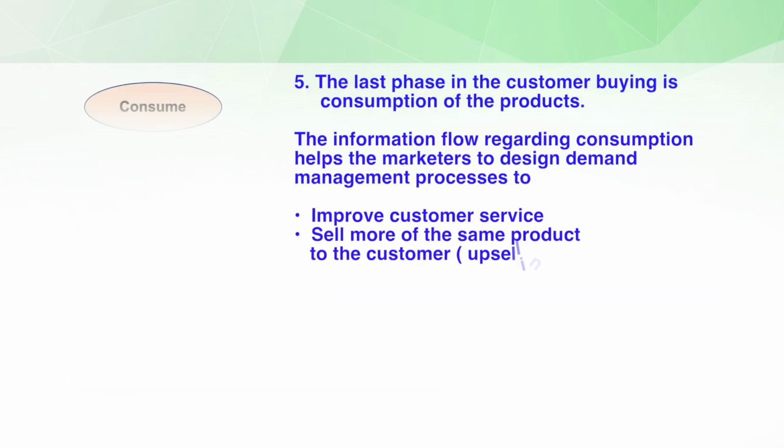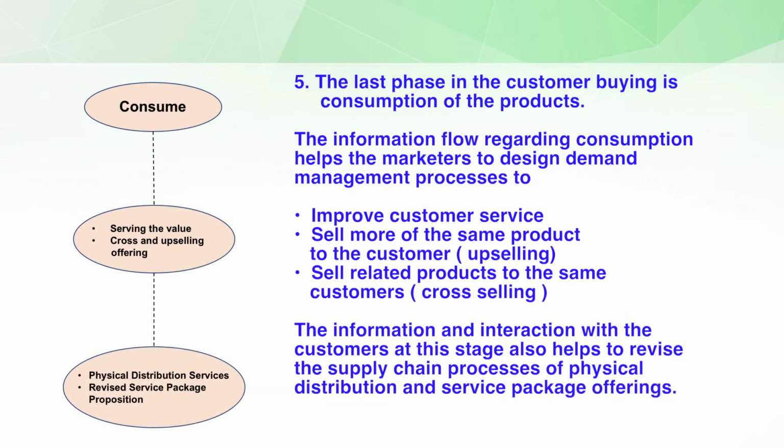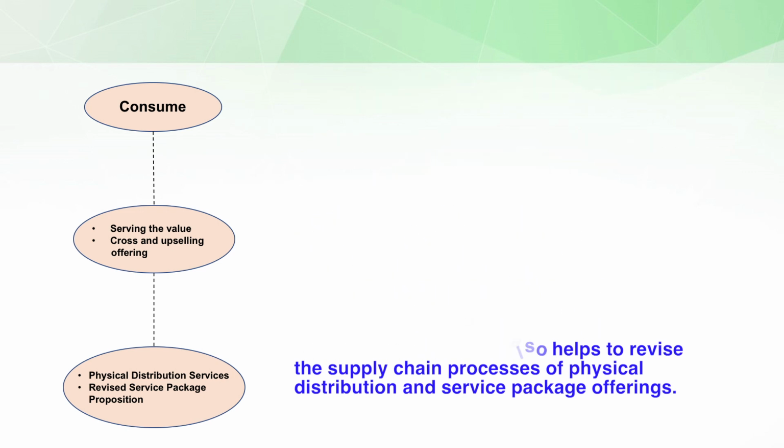The last phase in the customer buying is consumption of the products. The information flow regarding consumption helps the marketers to design demand management processes to improve customer service, sell more of the same product to the customer, that is upselling, sell related products to the same customer, that is cross-selling. The information and interaction with the customers at this stage also helps to revise the supply chain processes of physical distribution and service package offerings.